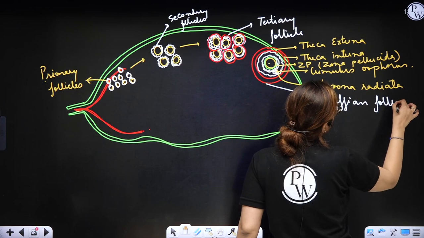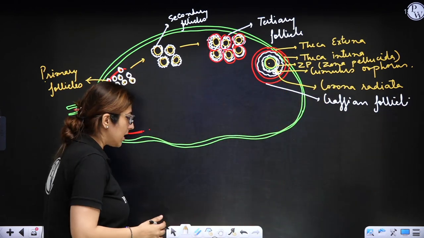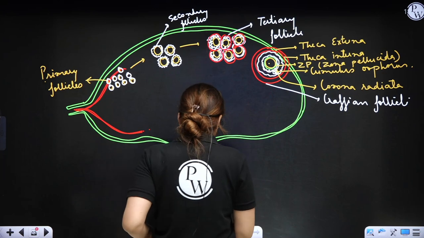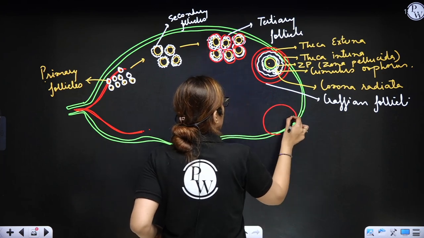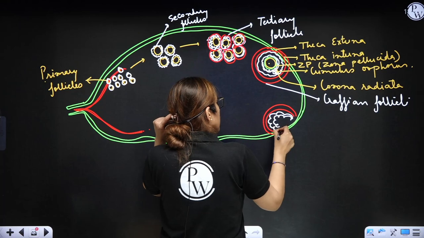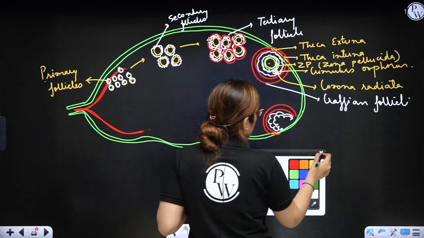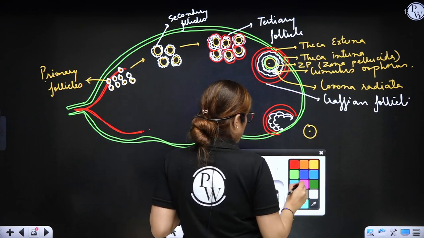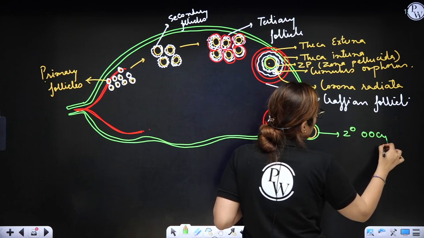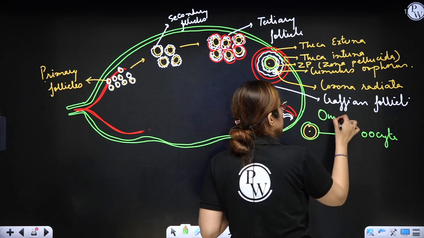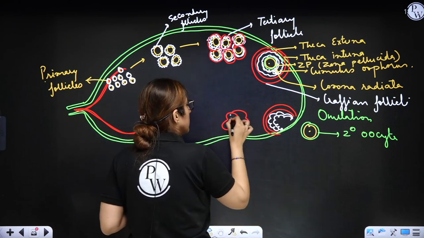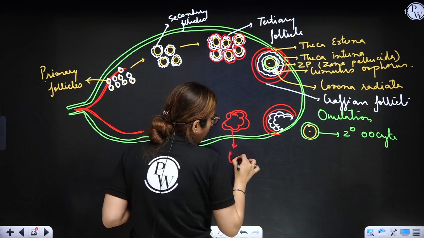Now this graafian follicle will burst open and it will throw out the secondary oocyte. It has a secondary oocyte inside, okay? Now it is going to throw out not everything; they will keep some cells with it, and it will release the secondary oocyte with a green layer. This process is termed ovulation, and whatever is left behind will look like this. It will be termed the corpus luteum.